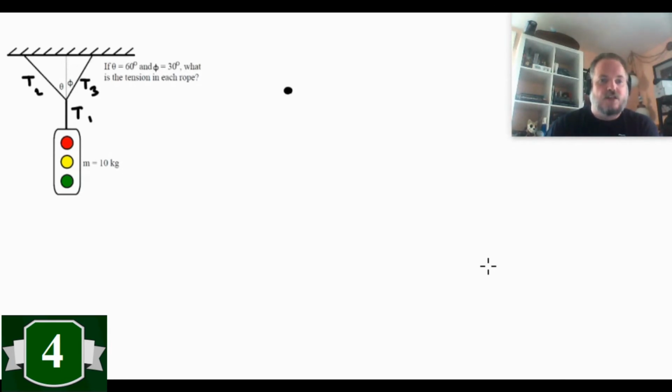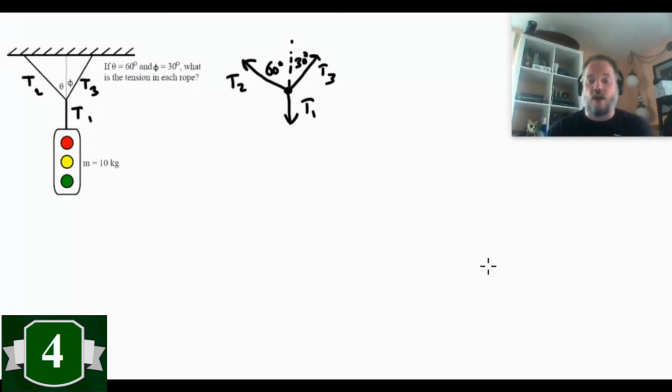All right, so the free body diagram is simply T1, T3, and T2. It's not perfect. This tablet is hard to draw on. And this is 60 degrees, and this is 30 degrees. There you go. That's our free body diagram. So now we need to solve for the tension in each rope. I'm going to draw a free body diagram of our 10 kilogram stoplight here too.